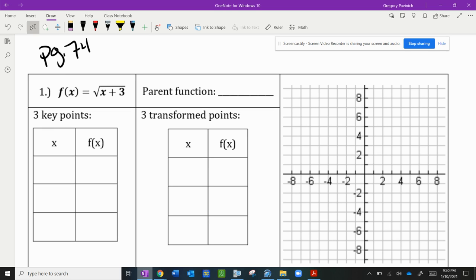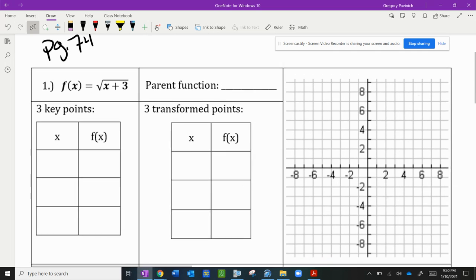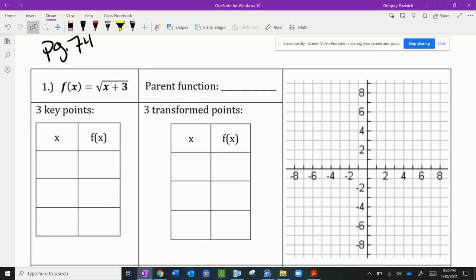Welcome back again. We are on page 74 of our INB, and we are going to go over what happens when we add or subtract a number inside of our parent function. So the first example we're going to look at today is the square root of x plus 3. I see my parent function in there. Parent function is just the square root of x, and I'm going to pick the key points today.